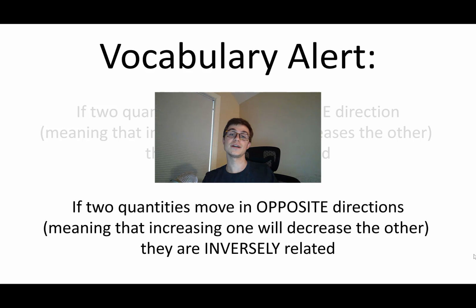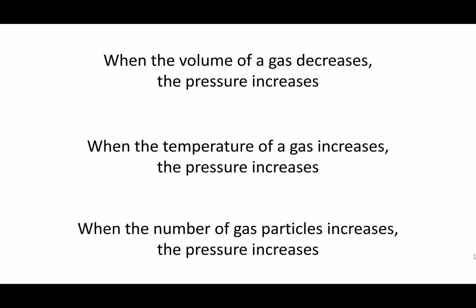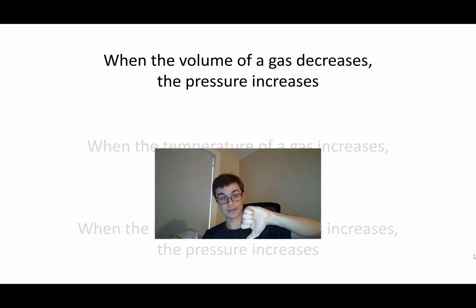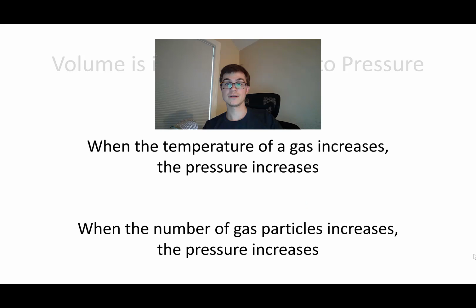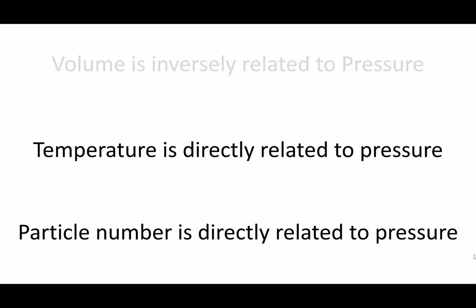So, for example, spend more time playing video games, get worse grades, something like that. It's an inverse relationship because when one thing goes up, another thing goes down. So, when the volume of a gas decreases, the pressure of that gas increases. That's an inverse relationship. Volume is inversely related to pressure. These are the 2 ones. When the temperature or the number of particles goes up, the pressure also goes up. So because they both go up at the same time, that means that those are direct relationships.